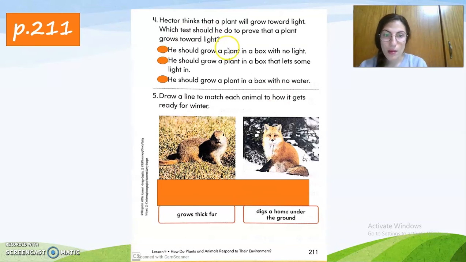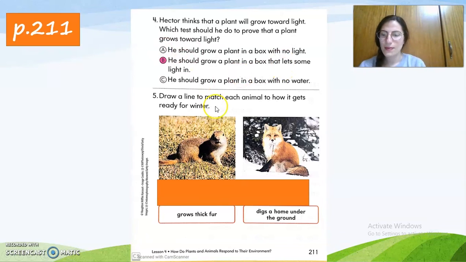He should grow a plant in a box with no light? Of course not. How will he know if the plant will grow towards the light? It doesn't work. B. He should grow a plant in a box that lets some light in. Of course, he should grow it in a box that lets some light in to check if the plant will grow towards the light, okay? C. He should grow a plant in a box with no water. Are we testing to check if the plant needs water? Or are we testing to check if the plant will grow toward the light? So we're checking to see if the plant will grow towards the light. That's why we should plant it in a box that lets some light in to check how it will grow.